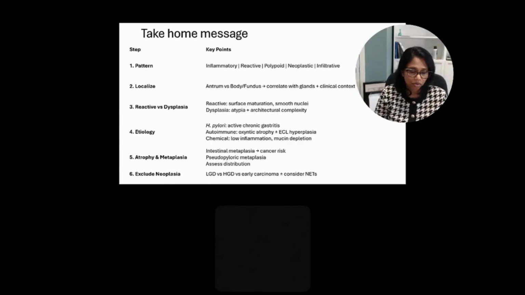And as mentioned, the autoimmune gastritis, whether there's atrophy of the oxyntic mucosa, ECL cell hyperplasia, and whether there's a chemical insult, so is it a chemical gastropathy, and comment on the presence of atrophy and metaplasia. And lastly, you want to exclude a neoplasia, and I mentioned dysplasia, is this an early carcinoma, and also consider neuroendocrine tumors. So thank you.